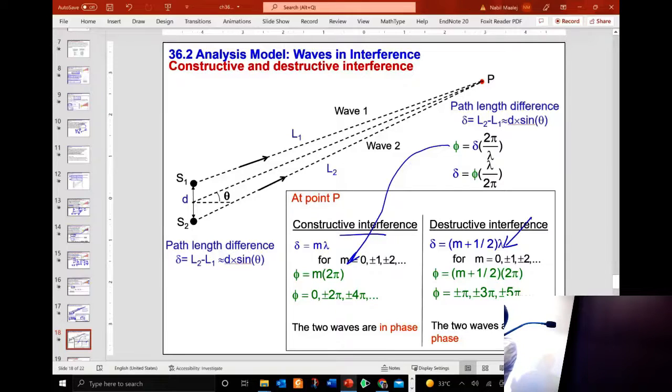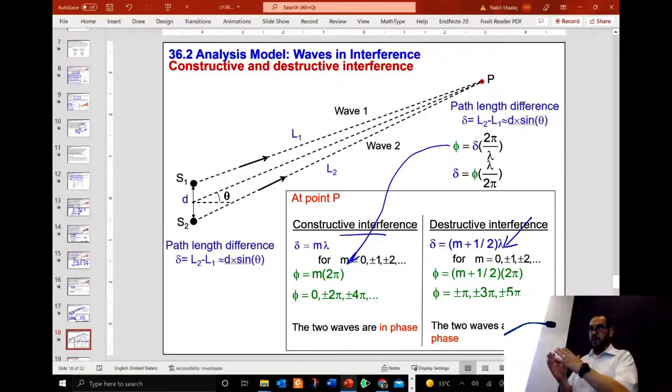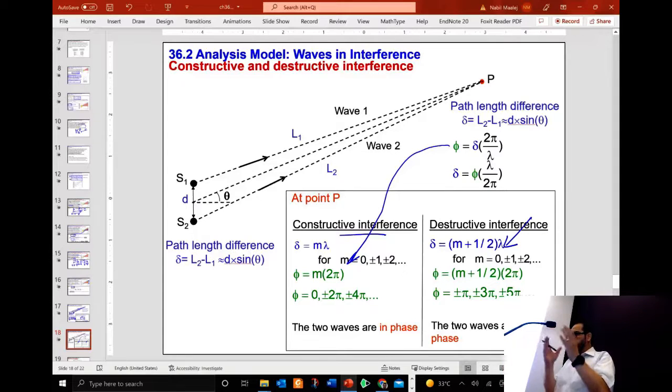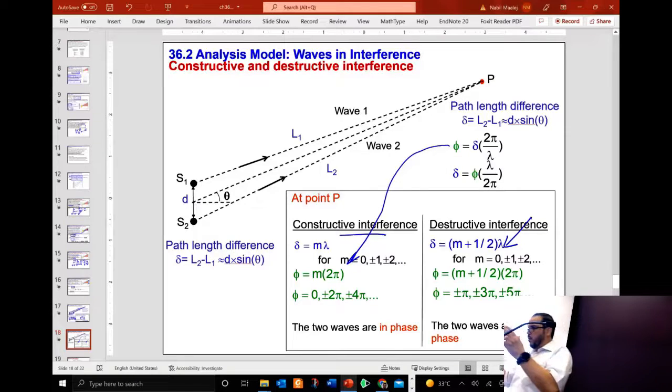Clear? So, if the two waves are in phase, meaning the phase difference between them, phi, is going to be a multiple of 2 pi, in that case we have constructive interference. So one of them is sine omega t, the other one is sine omega t plus 2 pi, or plus 4 pi, and so on. However, if one is sine omega t, the other one is sine omega t plus pi, or plus 3 pi, or plus 5 pi, then they are out of phase. They will cancel each other. The two waves arrive, one is positive and one is negative, they will cancel each other, and we will have destructive interference.